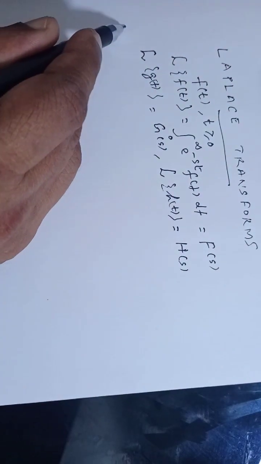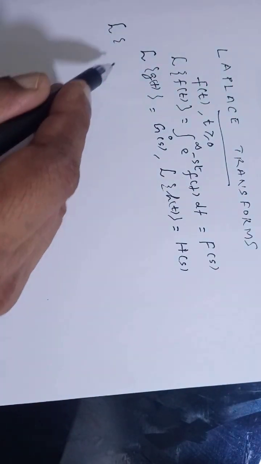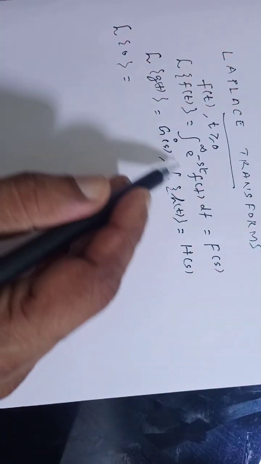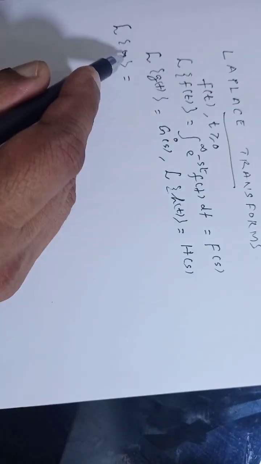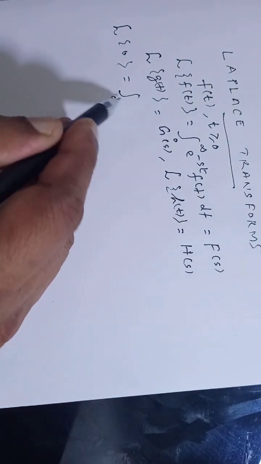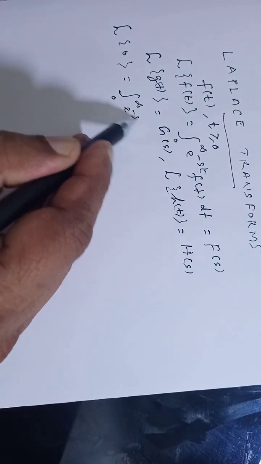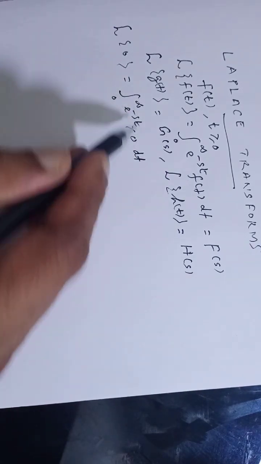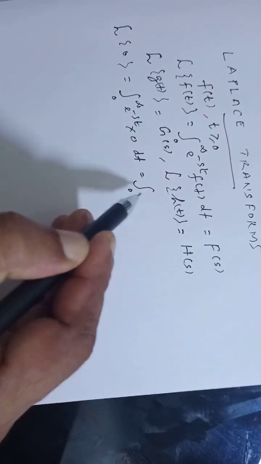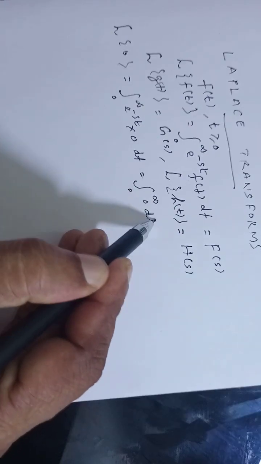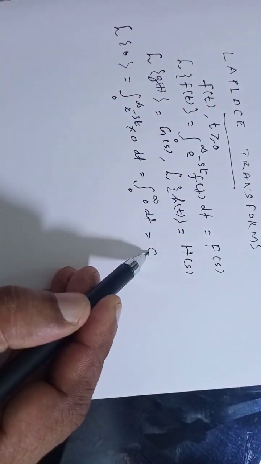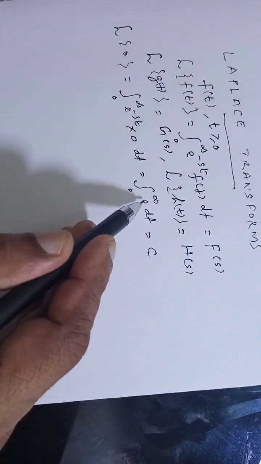Okay, we can see some standard results. What is the Laplace transform of 0? Then at once, by the formula, instead of this f of t, we give the value 0. Then it's the integral from 0 to infinity of e raised to minus st into 0 dt. And this is the integral of 0, the integral from 0 to infinity of 0 dt. And the integral of 0 is usually a constant, because the derivative of a constant is 0. Therefore the integral of 0 is a constant.